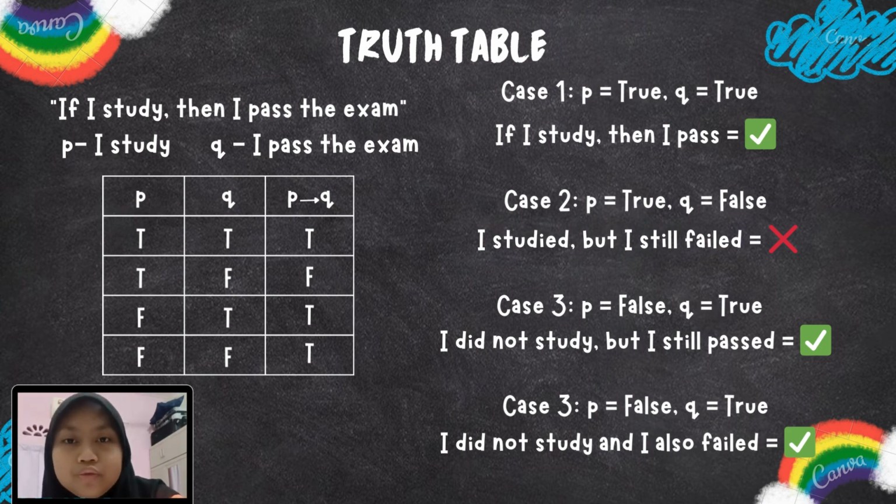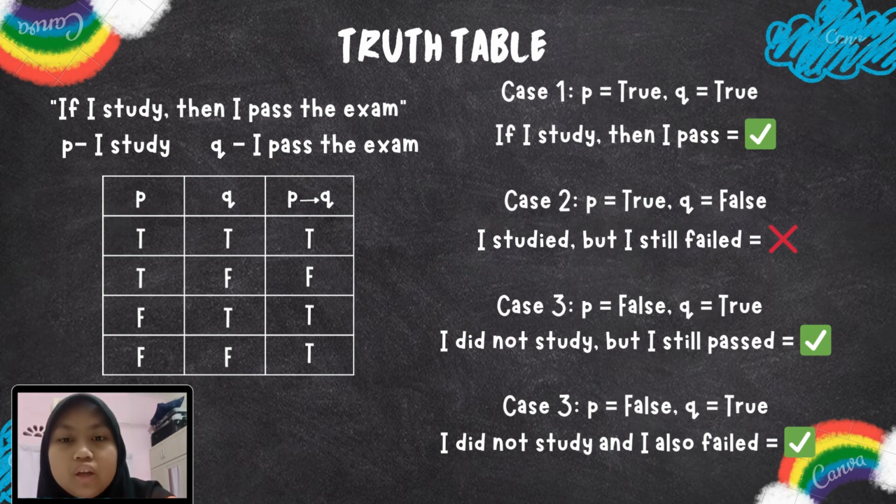Lastly, case 4, which is P false and Q false. In the last one, both P and Q are false, which means I didn't study and I also failed, and this implication is still considered true because the condition didn't occur. So the implication will be considered true because logical implication only checks what happened when P is true. So if P is false and Q is false, then the statement will be true.